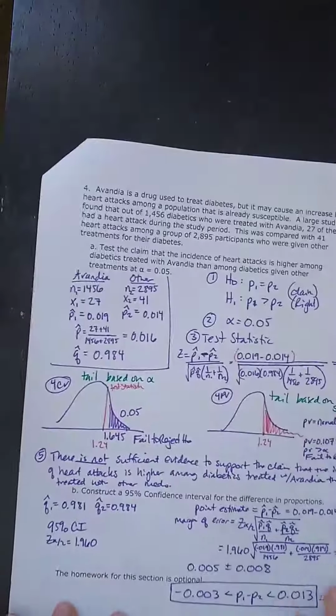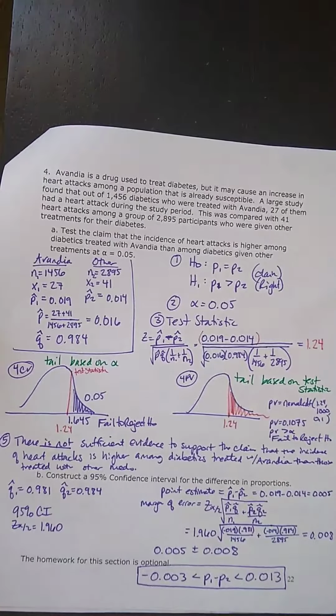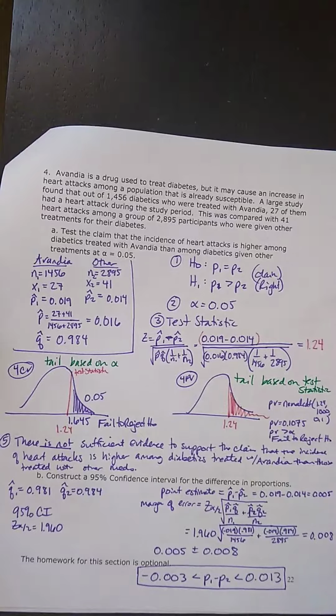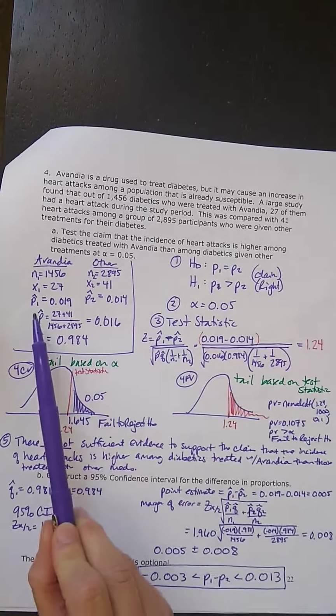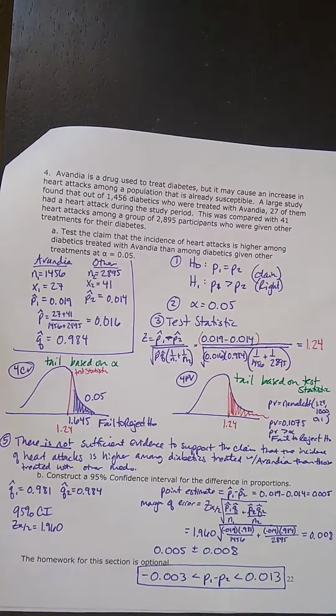And lastly, question 4 about Avandia. We first have a hypothesis test. We wondered if the incidence of heart attacks is higher among the Avandia group than the other treatments group, and Avandia was group 1. So is P1 greater than P2 was our claim for our right tail test. And then for the confidence interval, we had the difference in two proportions. And so again, our variable in the middle is our P1 minus P2.